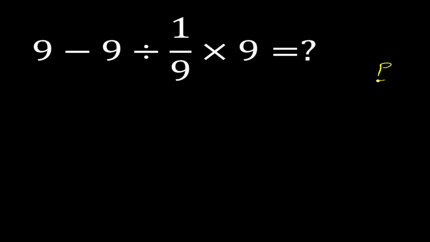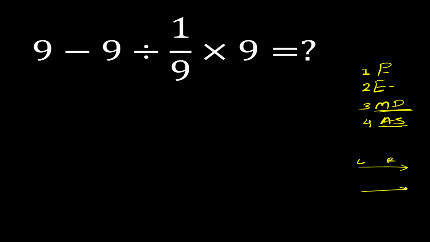PEMDAS. According to PEMDAS, first priority is parentheses, second priority is exponents, third priority is multiplication and division. Here multiplication and division both have equal priority, so we have to solve it from left to right. And fourth and last priority is addition and subtraction. Also addition and subtraction both have equal priority, so we have to solve it from left to right.